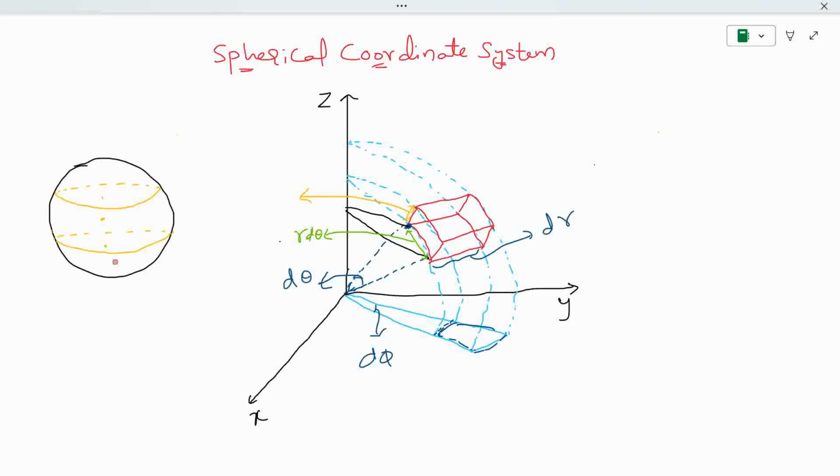Hello and welcome to the lecture on spherical coordinate system. In this lecture, let us try to understand spherical coordinates and how we use them.